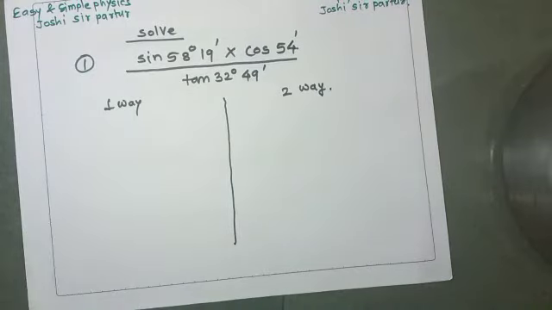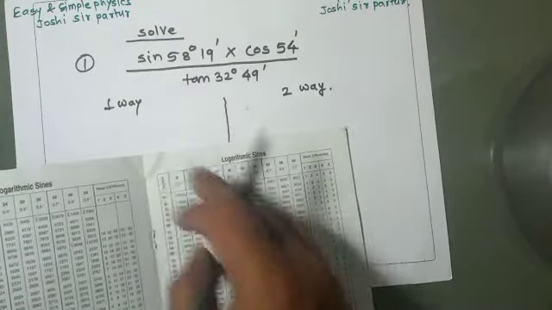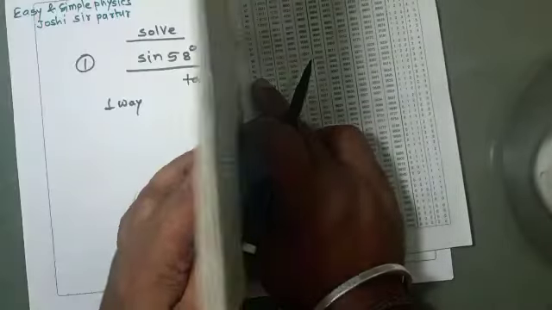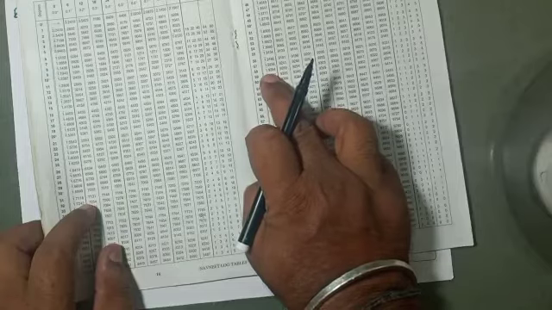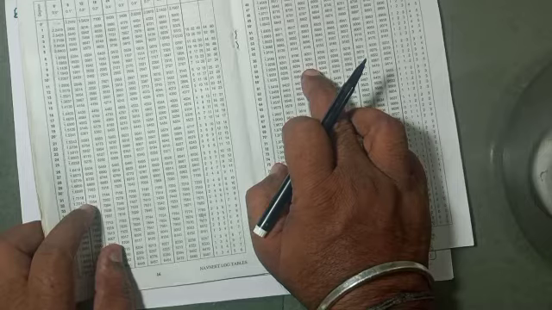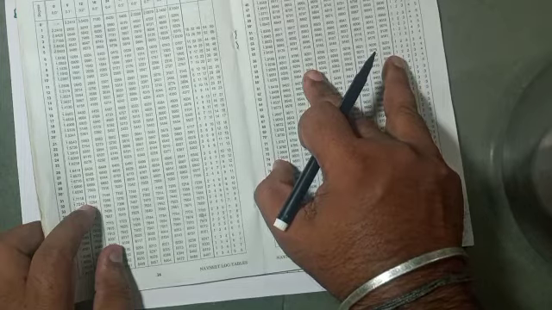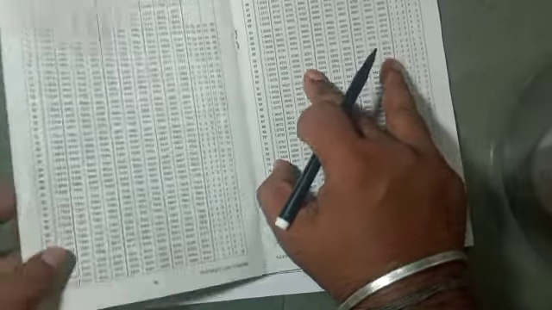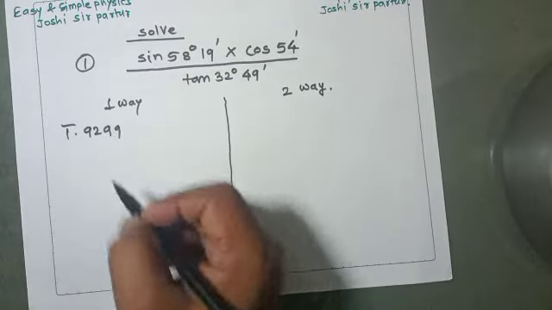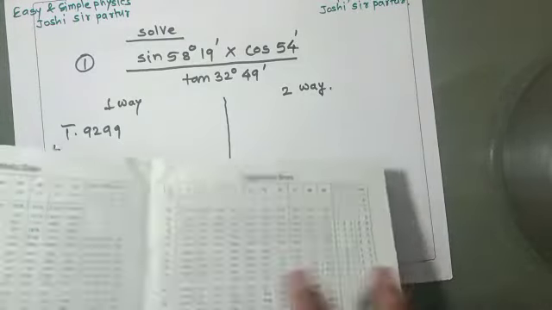First of all we want to see logarithmic sine for 58 degrees and 19 minutes. Bar 1 point, here 18, bar 1.9298, and 1 minute is the mean difference. This 1 is added, then it is bar 1.9299. Plus, we use the rule for multiplication, that is addition.